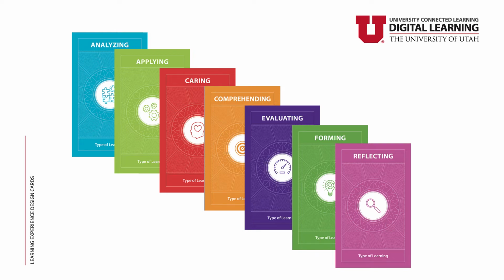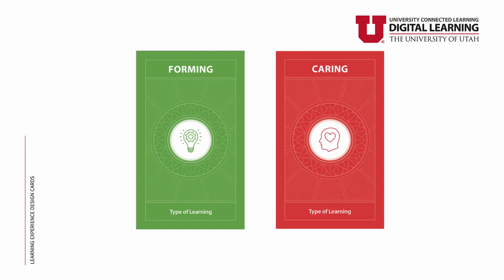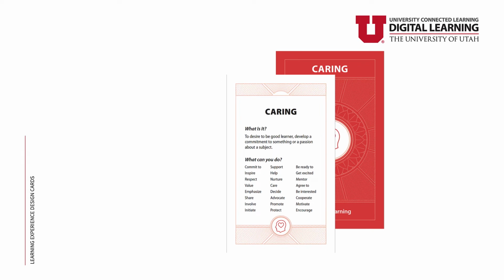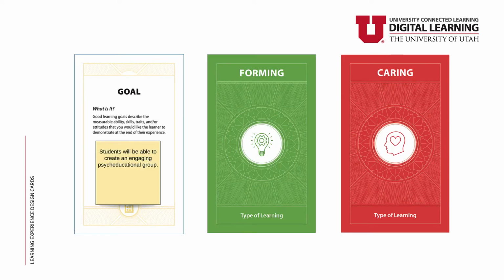Studying the 7 learning types in the Learning Experience Design course, the instructor saw this learning goal touched on 2 types of learning, forming and caring. Forming is to put elements together to form a coherent or functional whole, reorganizing elements into a new pattern, or structure knowledge into new insights, constructing new meaning of things. Caring is to desire to be a good learner, to develop a commitment to something, or a passion about the subject.